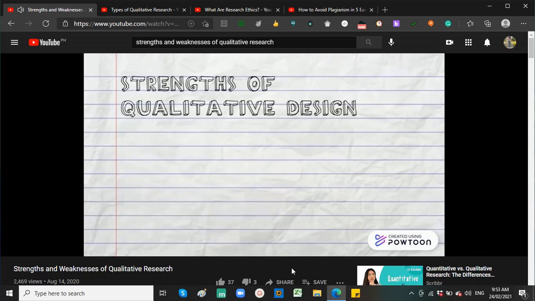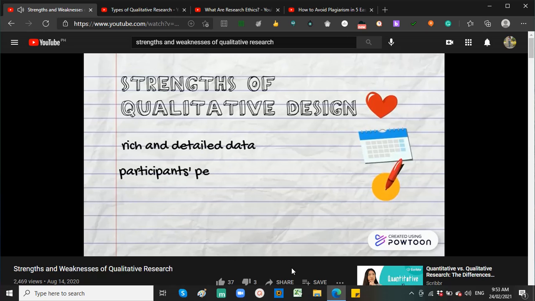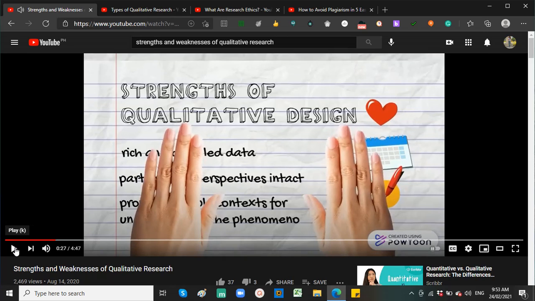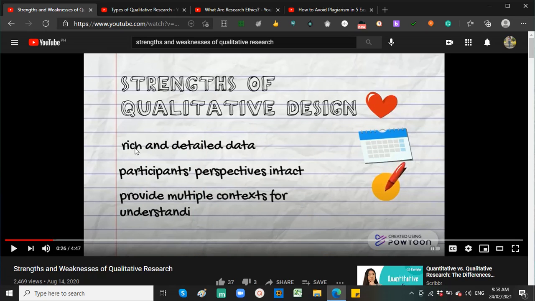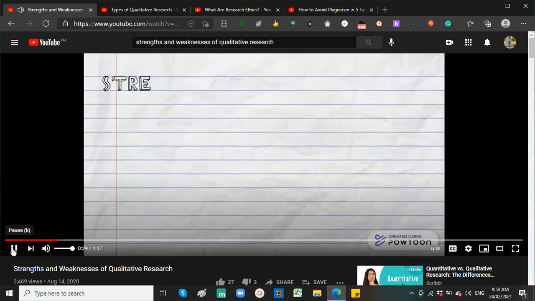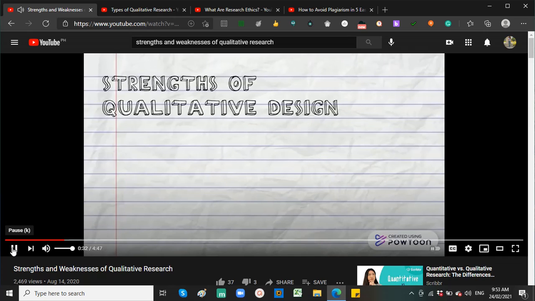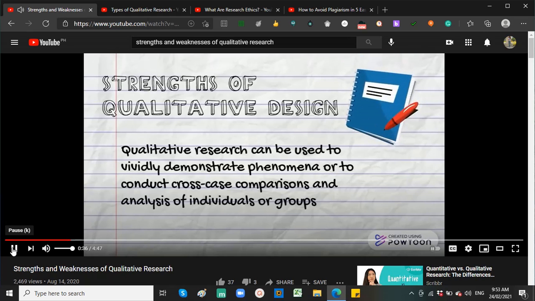Let's begin with the strengths of qualitative design. The advantage of using qualitative method is that they generate rich, detailed data that leave the participants' perspectives intact and provide multiple context for understanding the phenomenon under study. Okay, so if you've noticed, one of the advantages of qualitative design is that it gives us rich and detailed data, by giving us the participants' perspectives on the phenomenon we are investigating under study. In this way, qualitative research can be used to vividly demonstrate phenomena or to conduct cross-case comparisons and analysis of individuals or groups.